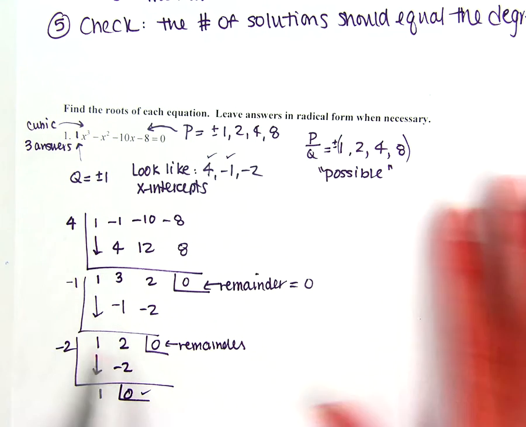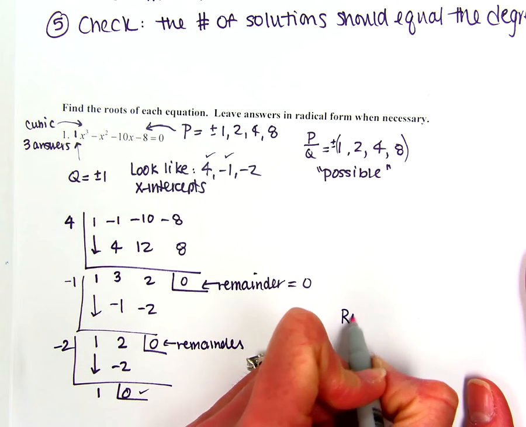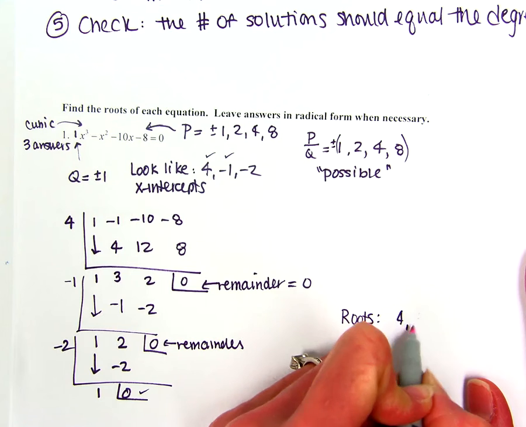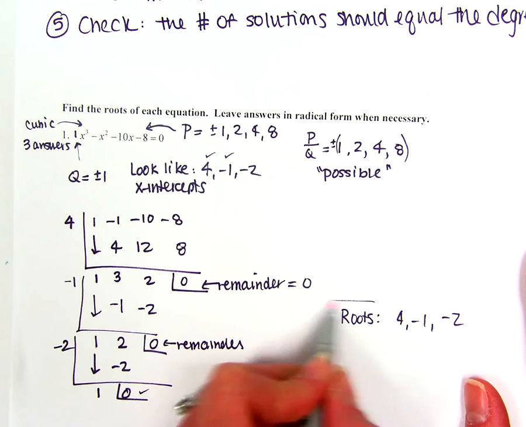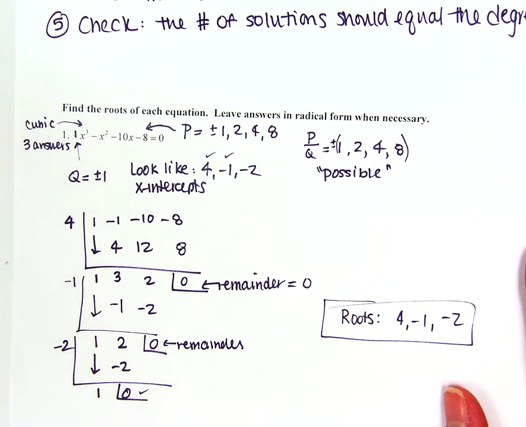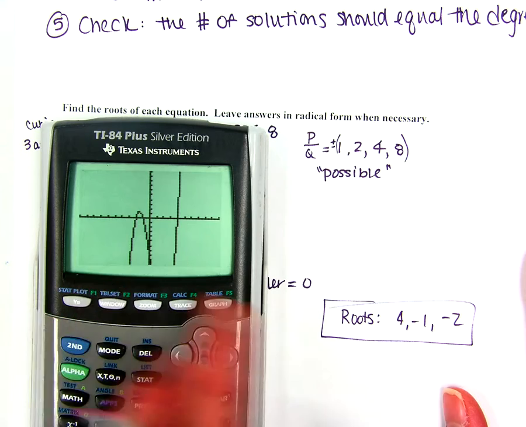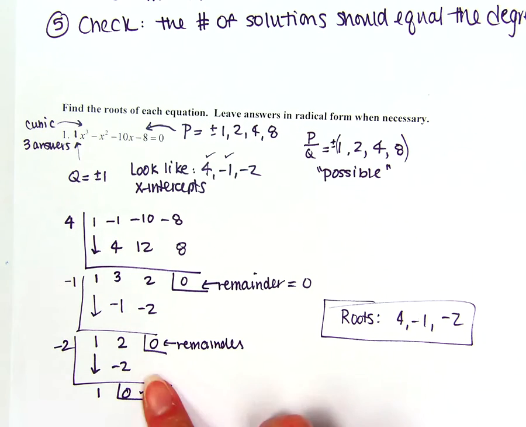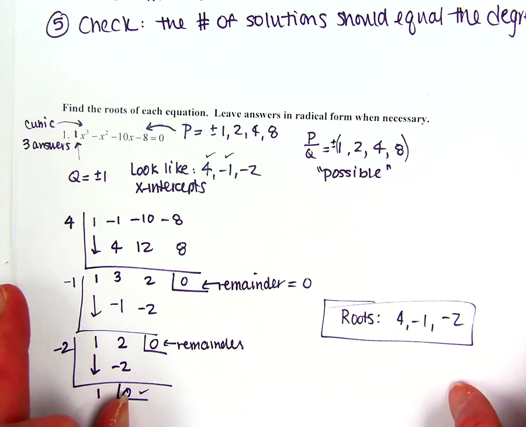All right, so this tells me that my solutions, my roots, are 4, negative 1, and negative 2. All right, so you do need to use the calculator to get started, but then you have to show your work and prove that they actually are solutions. All right, so flip to the next page.